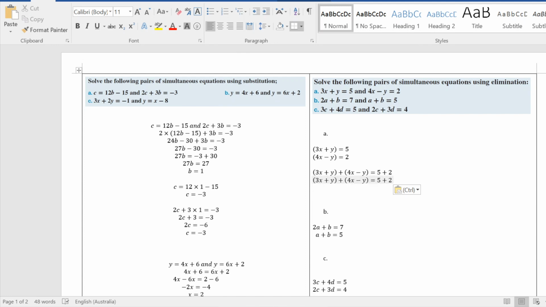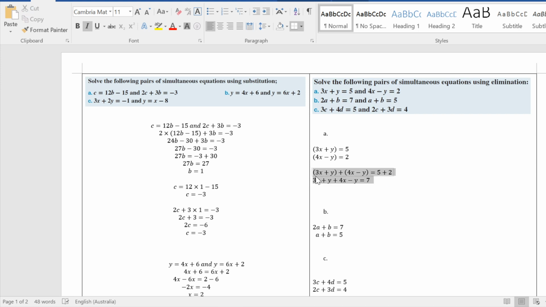Positive 1 times 4x is 4x. Positive 1 times negative y is negative y. So this bracket is actually going to stay the exact same. Oh, I can just eliminate. I'll just rewrite it: 4x minus y. And over here, 5 plus 2 is 7. That also means I can get rid of the bracket over here. It's not helping us, so we have 3x plus y.